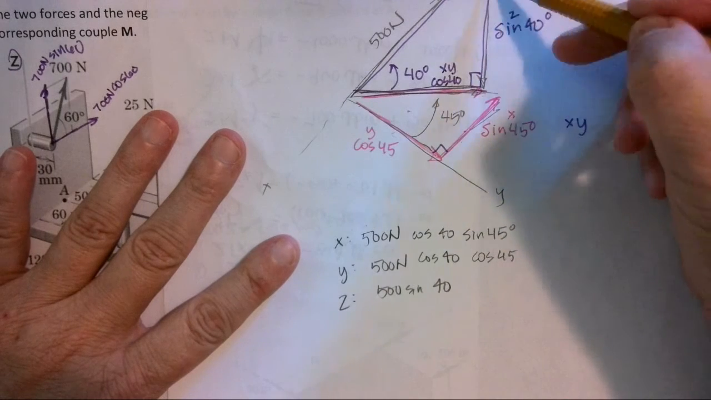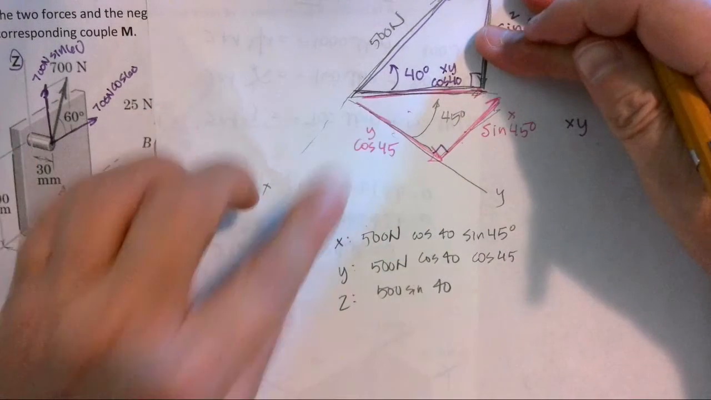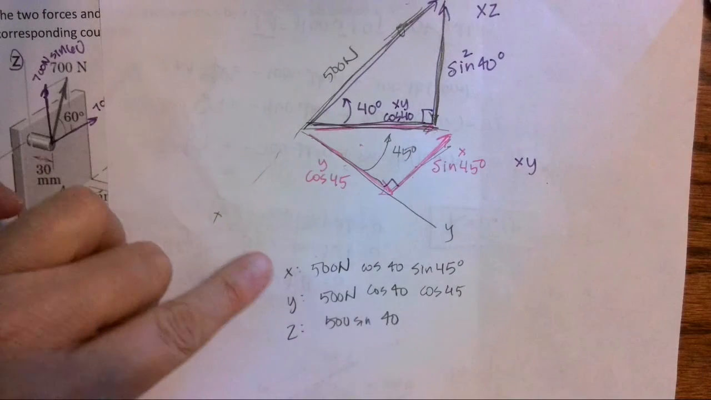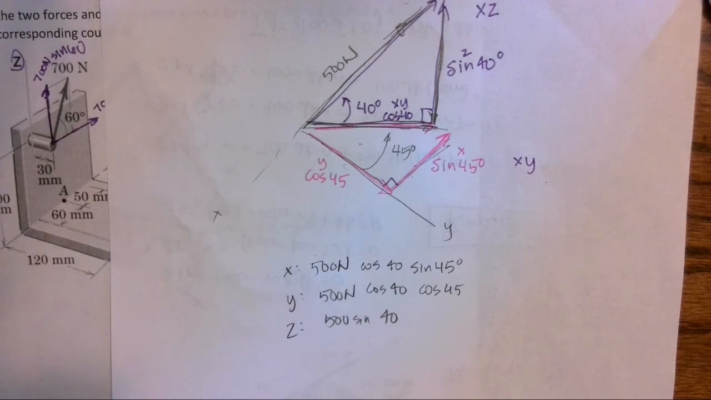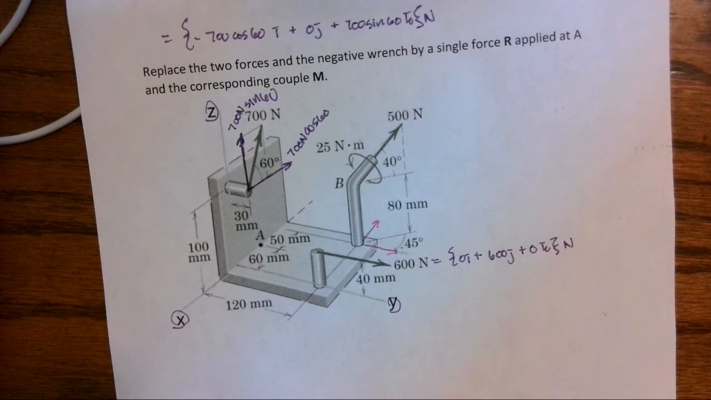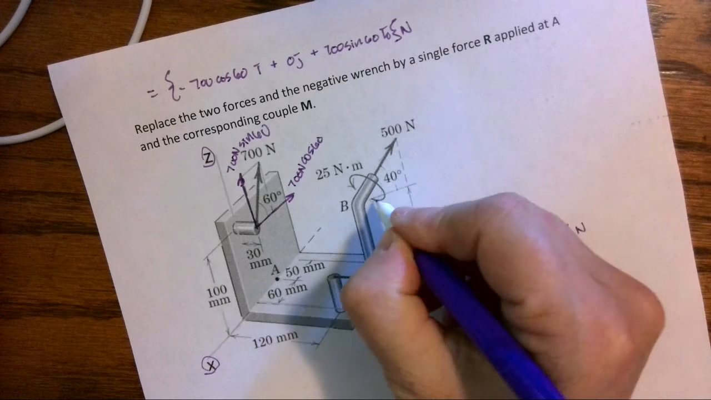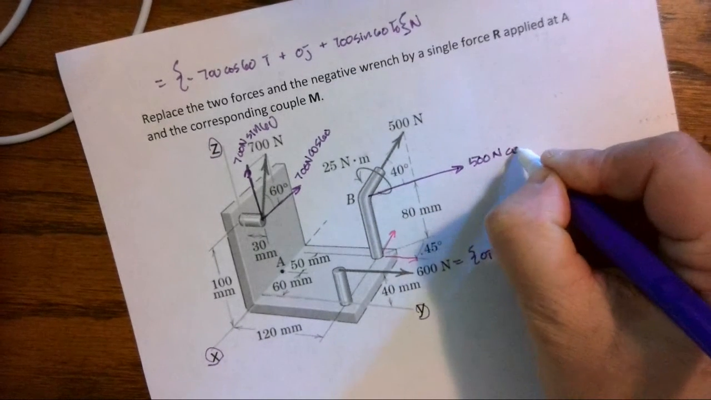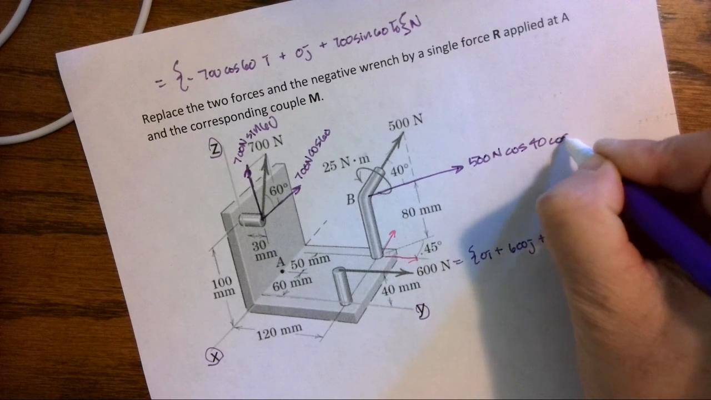Okay, if I take that away, the z component is not down here in my xy plane. So that's how I can walk through the x, y, and z. Okay, so I'm going to come back over here and try to draw that in. And I can see that I have a y component, which is 500 newtons cosine 40 cosine 45.